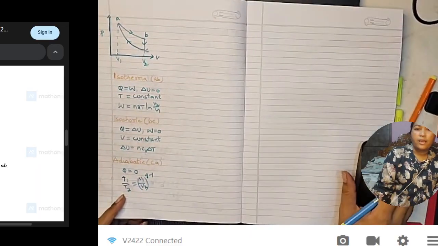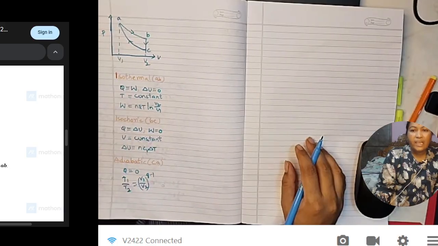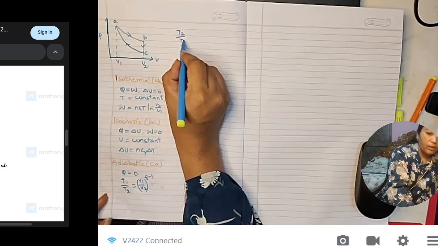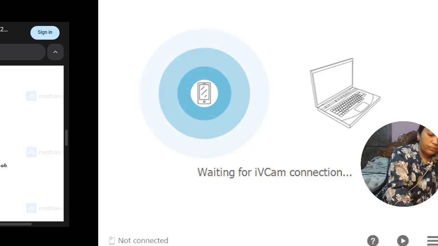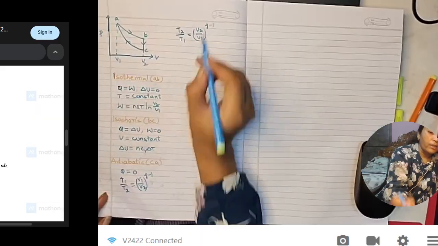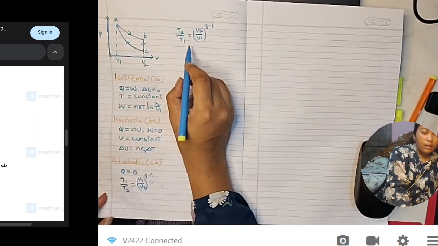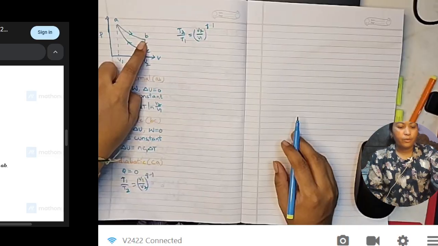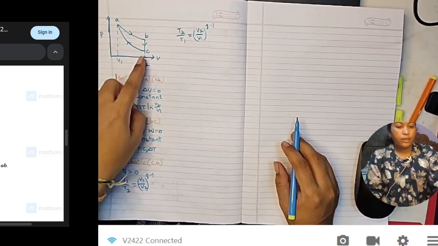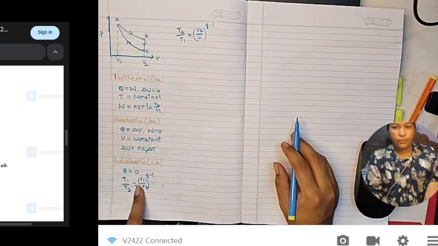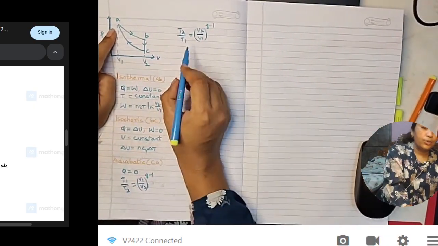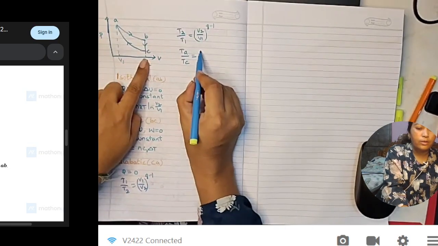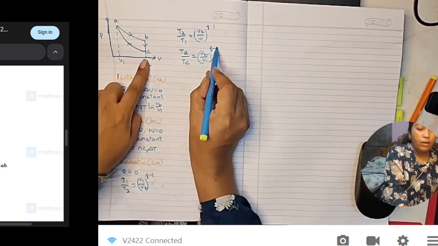In the options they have stated that V2 by V1 equals 8, so I am writing it in reciprocal form. T2 over T1 equals V2 over V1 to the power of gamma minus 1. I'm sorry, it is the adiabatic condition: the adiabatic process starts from C to A. So T2 is TA and T1 is TC, and that equals V2 over V1 to the power of gamma minus 1.